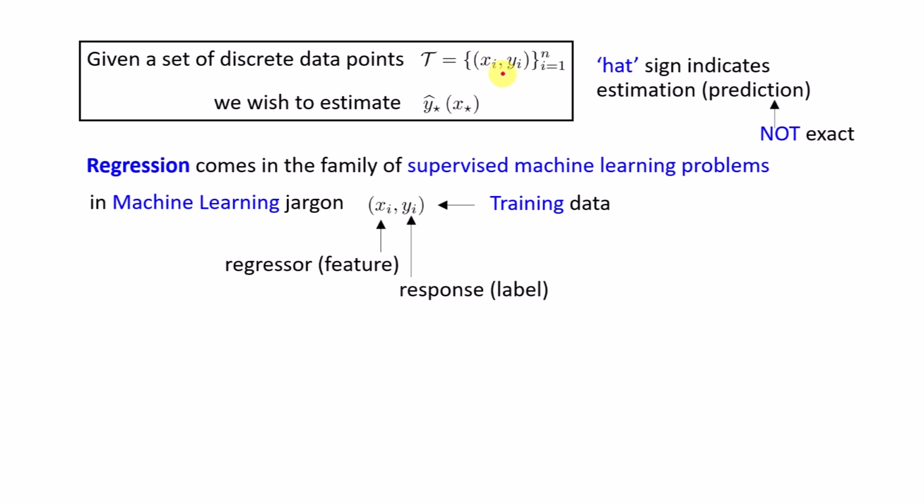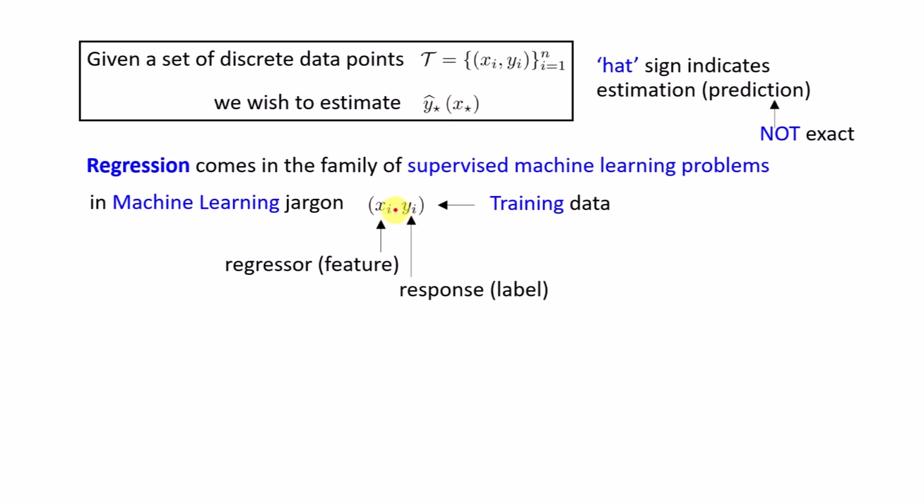The problem that we have just described comes under the family of supervised machine learning problems. In machine learning, the goal is to learn from data, and exactly the same thing we are going to do here. We will learn from this given data, xi, yi, i equals 1 to n. In machine learning jargon, we call that training data. It is going to train a model, and that model will estimate this y star hat for us.